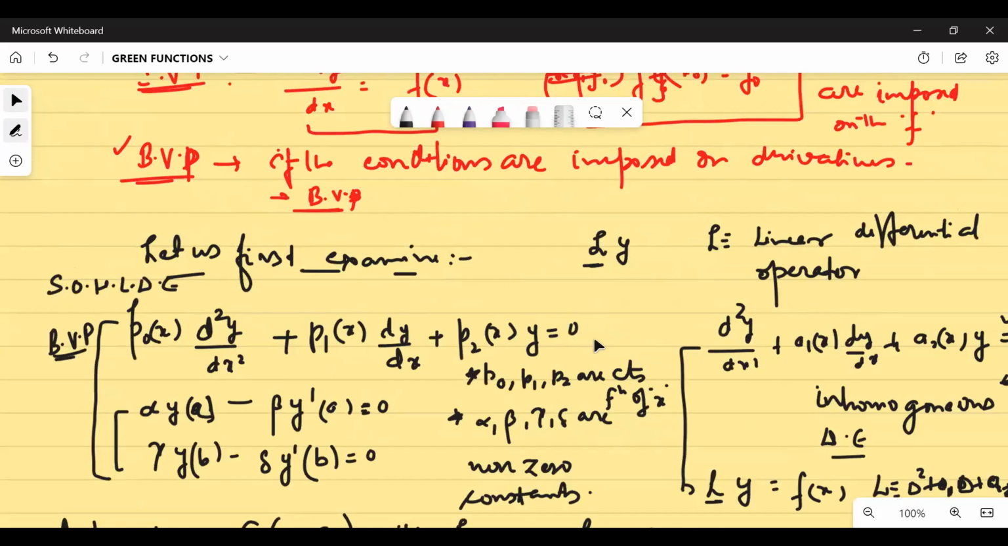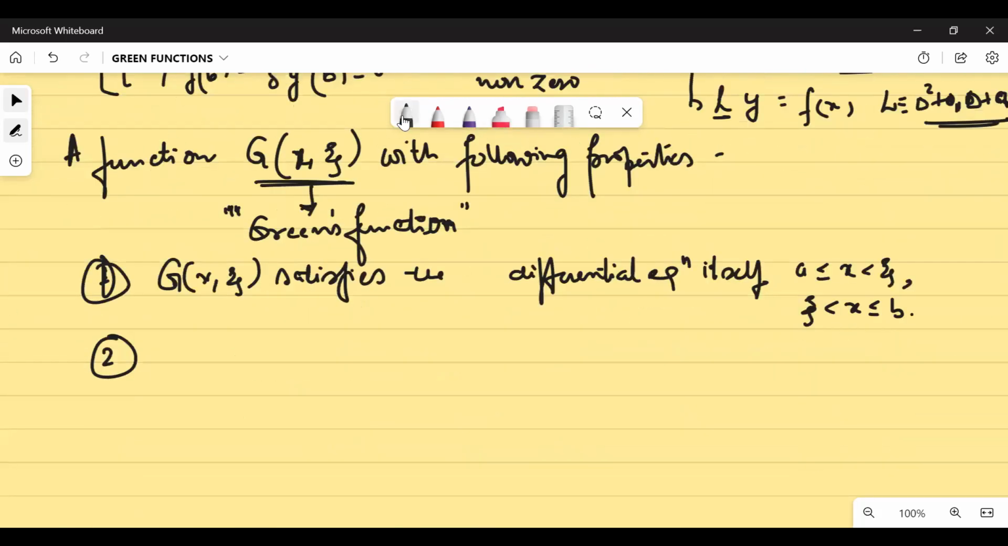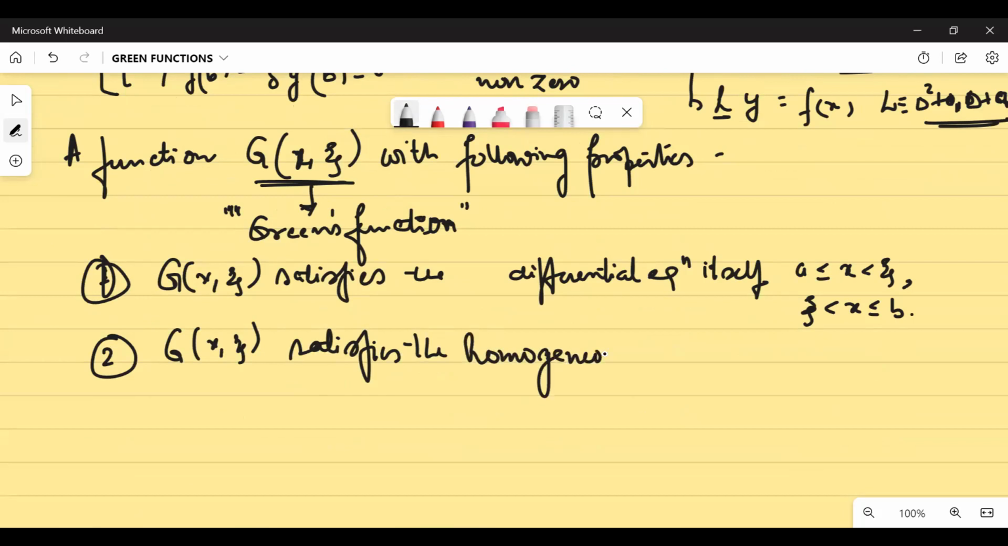So here you do not have any function. First thing. Second thing is, g(x, zeta) would satisfy the boundary conditions as well. So I should write that it satisfies the homogeneous boundary conditions as well. Okay. So what are the boundary conditions?